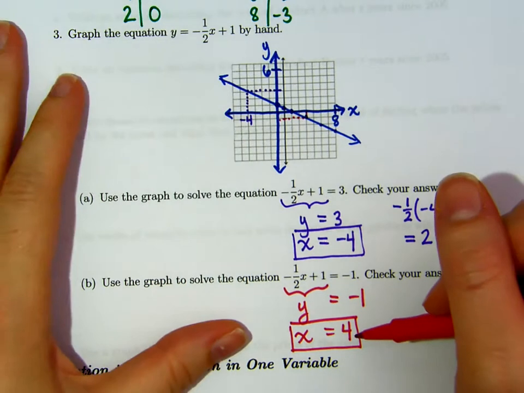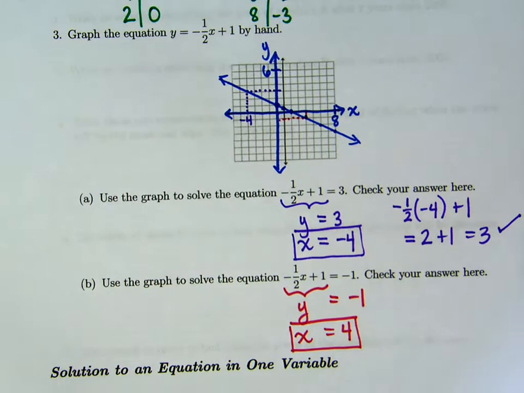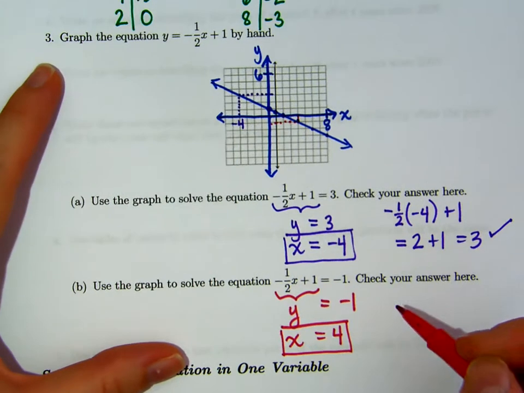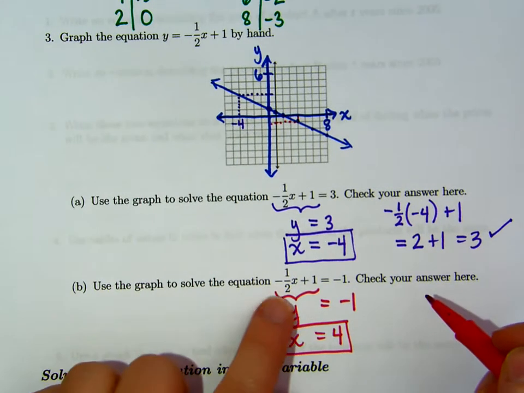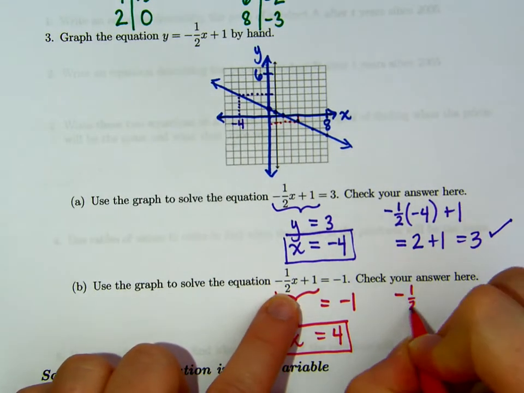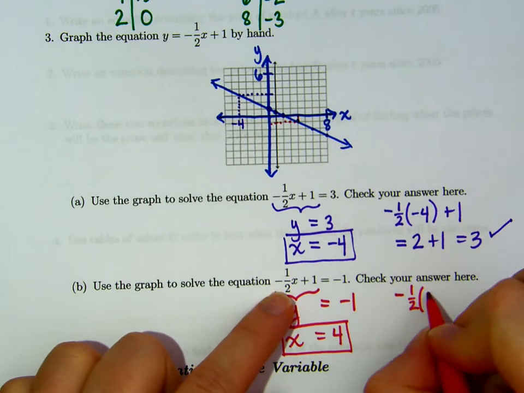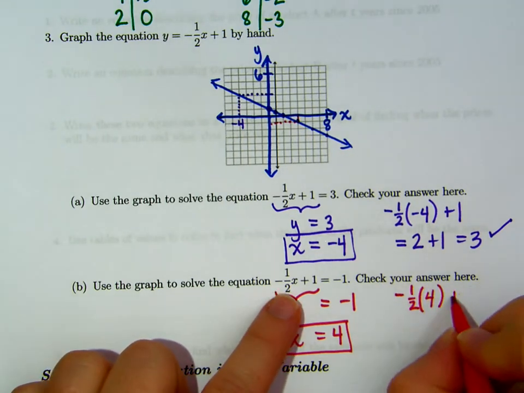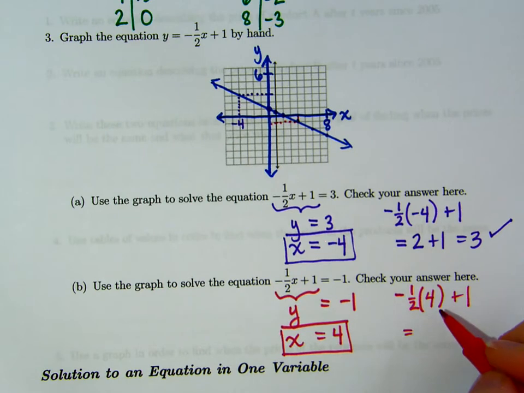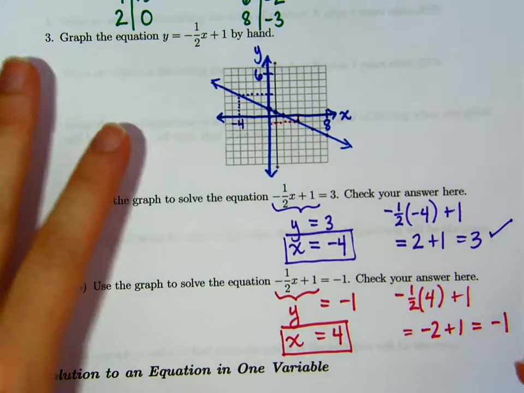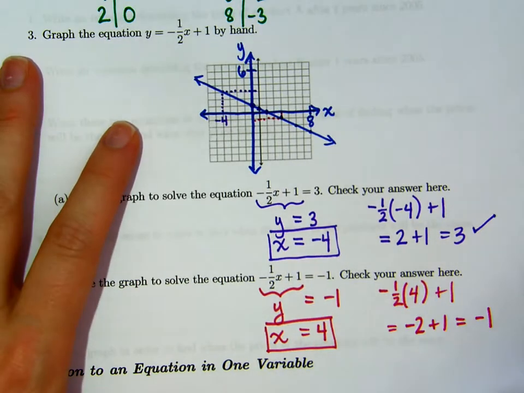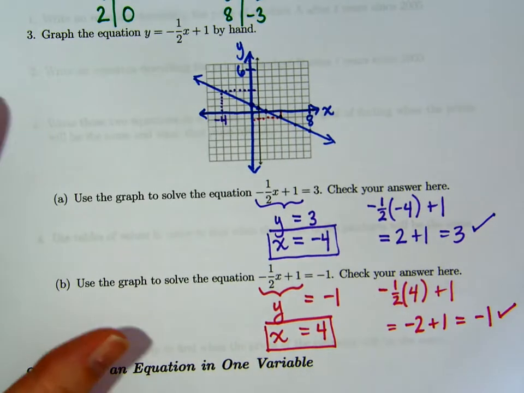Let's go ahead and check that answer. So -1/2 times 4 plus 1. Half of 4 is 2. The opposite of positive 2 is negative 2. Negative 2 plus 1 is still in debt by 1. So yes, that did make this truly equal.